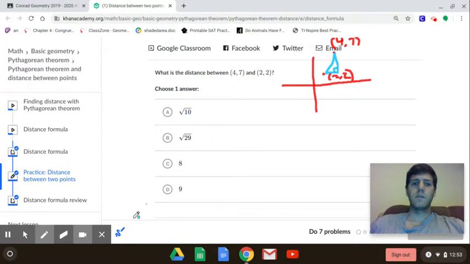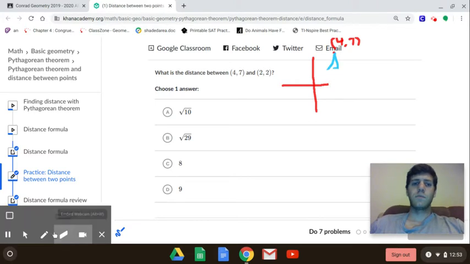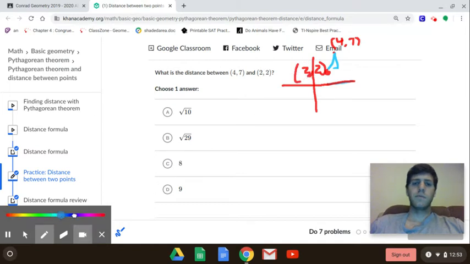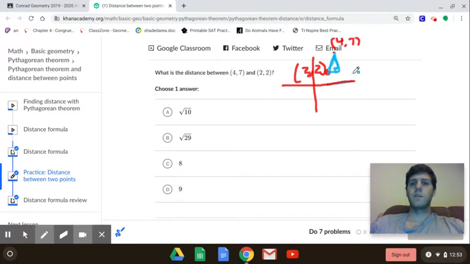Here. Let's actually change these points here. Right, this was point 2, 2. Right, and then we do a right triangle. This distance here is going to be 5. 7 minus 2 is 5, so this distance here is 5. And then 4 minus 2 is 2, so our distance here is 2.